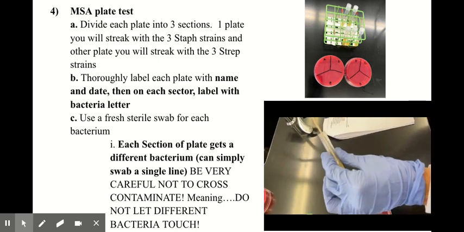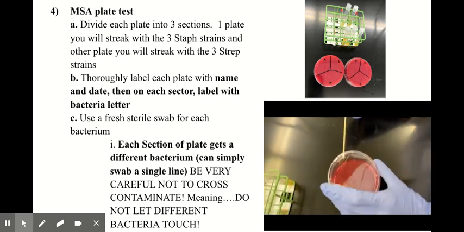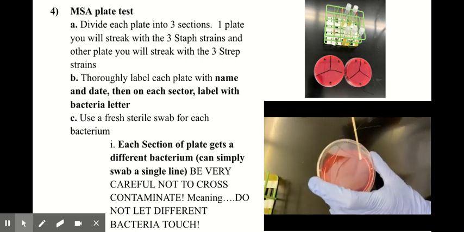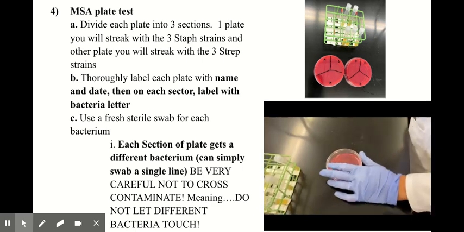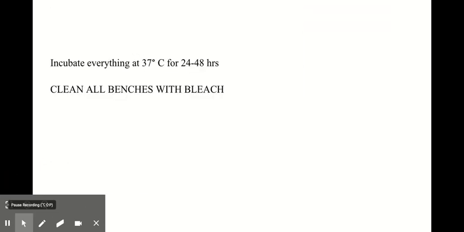And as you do this, you have to be very careful not to cross-contaminate. So that means don't let the different bacteria touch each other. So don't cross the line that you've drawn on the plate. And then you're all finished. You can incubate everything at 37 degrees in the incubator for 24 to 48 hours. And really important to clean all benches with bleach, because some of these, remember, are really pathogenic bacteria.